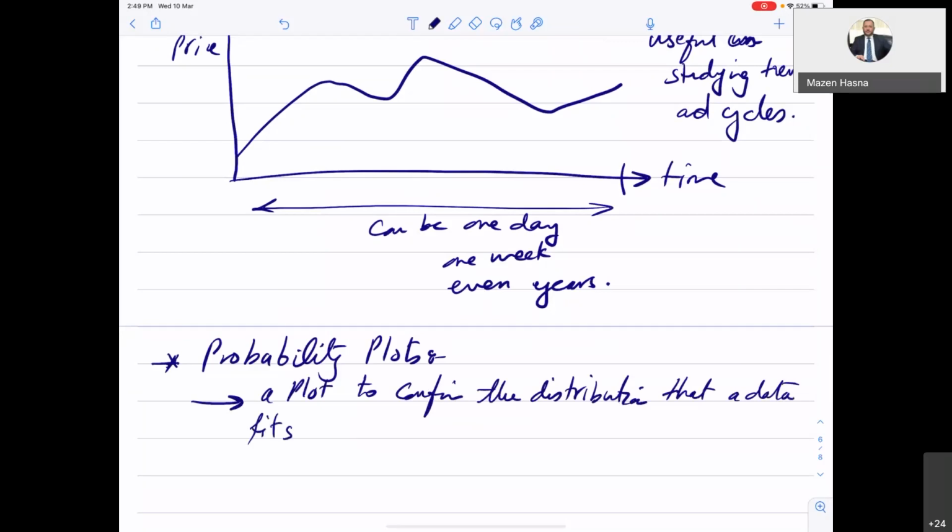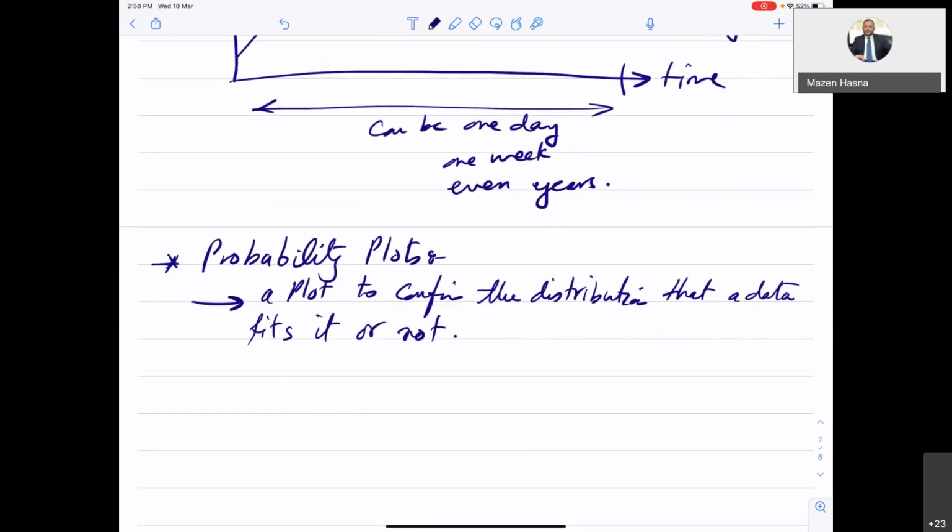So if I give you a table of data and I ask you, can you check if this data follows a normal distribution or not? Of course, you can plot a histogram and look at the shape. That will give you an idea about whether the data is normally distributed or not. But if you want to quantify exactly if the data is normally distributed or not, we usually use a probability plot. This is something that I will not get into now.